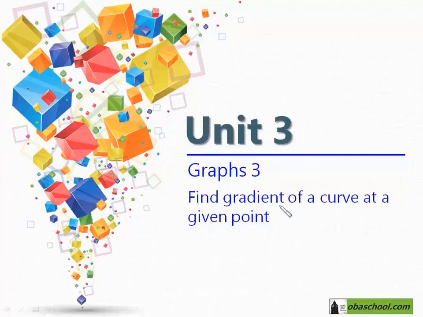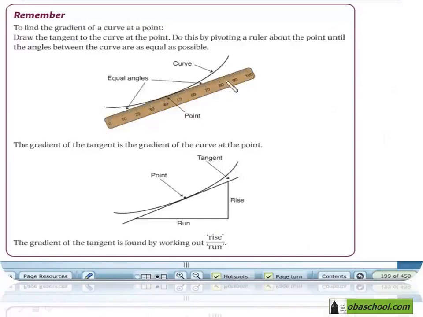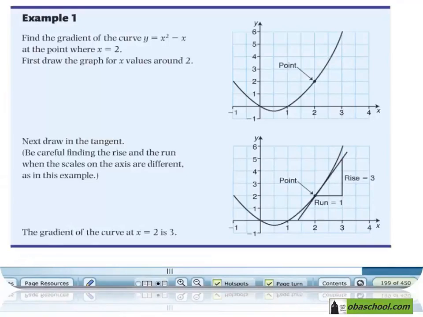Now, in another tutorial on finding the gradient of a curve at a given point, we're going to first remember the ruler rule. You have to pivot the ruler at a point where it intersects with the curve at only one point, forming two angles which are as equal as possible on both sides, in order to go on with calculating the gradient, which is based on the rise and the run.